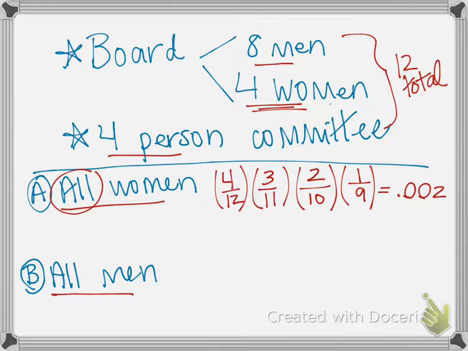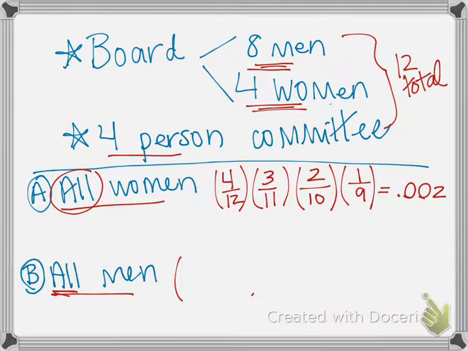Now, looking at the makeup of the board, if we want to see the chances that they would be all men, we'll use the same process. But just looking at the composition of this board, I can already estimate, hopefully you can as well, that more likely the probability is going to be higher here that all 4 committee members would be men, because there are twice as many men serving on this board as there are women. But let's do the math and figure it out.